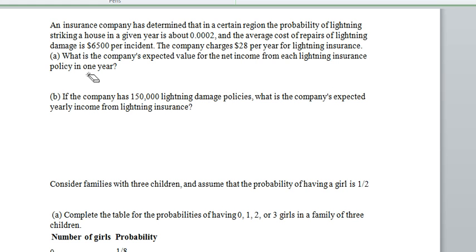And so the expected value would be determined by the number of lightning strikes and the number of houses that are not struck by lightning. For those who are not struck by lightning, the income to the company will be $28. That will be from the policy. And that's going to be multiplied by 0.9998, which is the probability that there is no lightning strike.